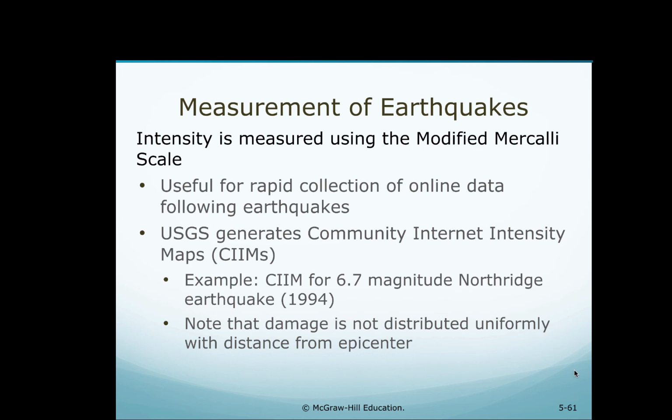The intensity is measured using the modified Mercalli scale, useful for rapid collection of online data following earthquakes. The USGS generates community intensity maps. For example, the 6.7 magnitude Northridge earthquake in 1994. Note that the damage is not distributed uniformly with distance from the epicenter.